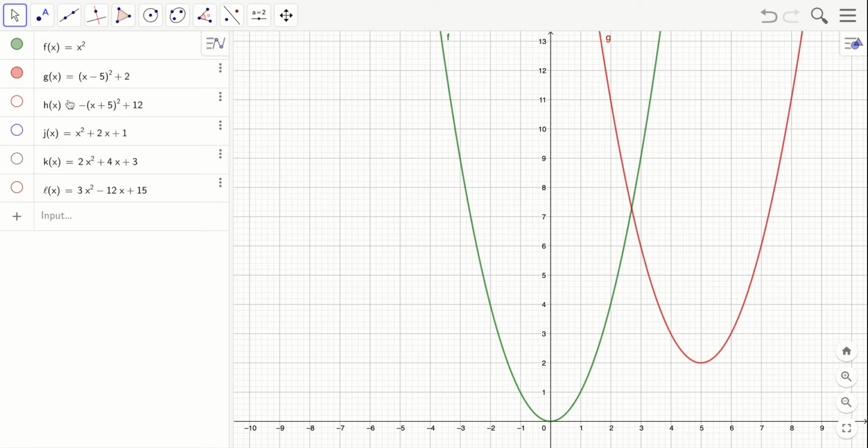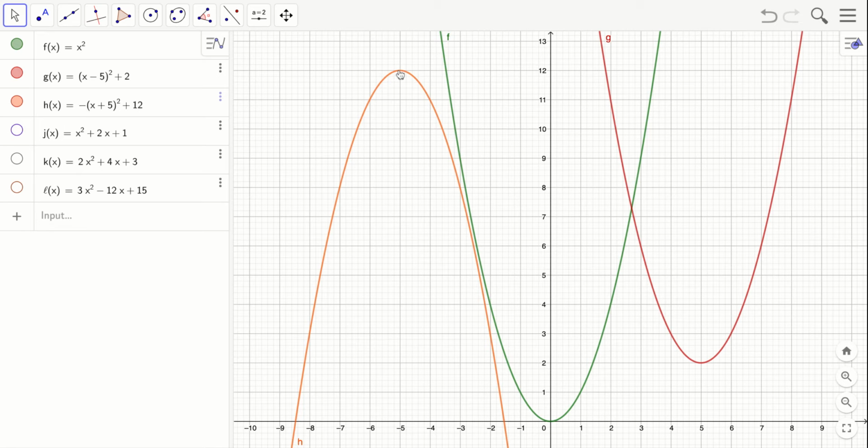Let's look at this one. Now this one I actually put a negative in front because what I want to show is that I'm opening it upside down. But it doesn't matter. As long as this is a 1 right here, I'm going to first shift. Since it's plus 5, I'm going to move 5 to the left. Then I'm going to move 12 up. There's my vertex. Now, the negative means it's opened upside down.